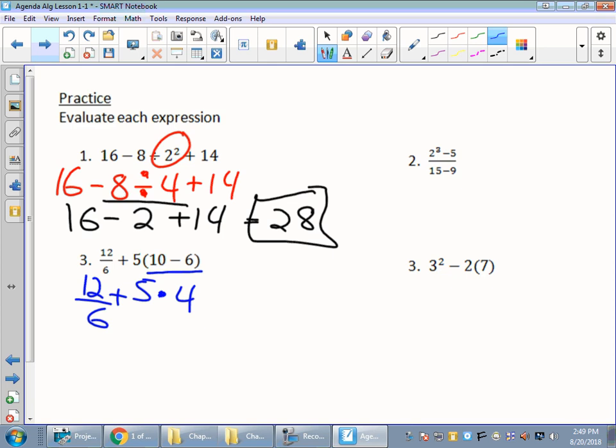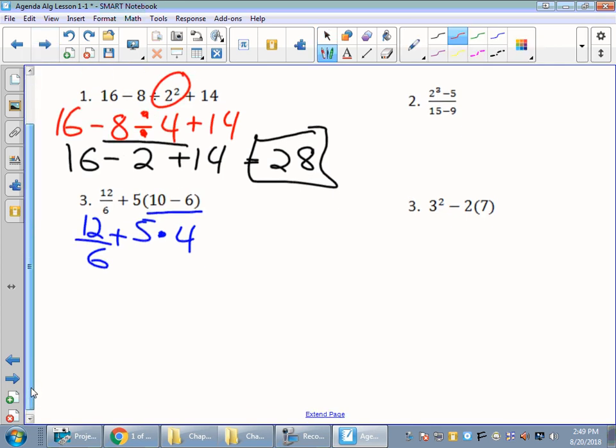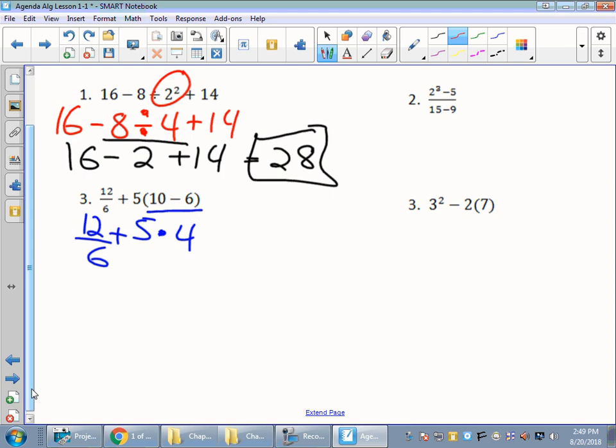Okay, so now we've taken care of parentheses. There are no exponents. We go to multiply and divide. So this 12 divided by 6 is a division problem. It's a fraction. Hopefully we know that that's a fraction, and a fraction is a division problem. So we're going to go ahead and do 12 divided by 6, which gives us 2.